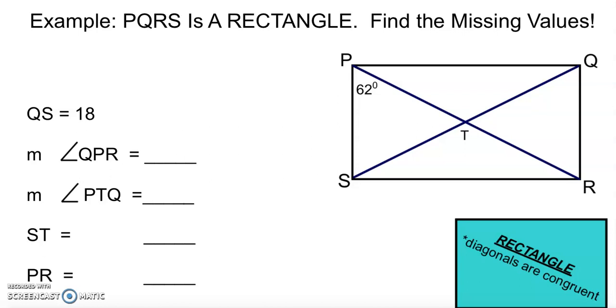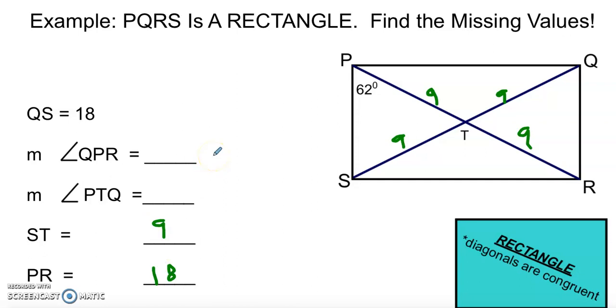So let's take a look at some values here. First thing I'm showing you is that QS is 18. If QS is 18, then that means that these diagonals are getting cut in half. So that makes this one 9, this one 9, and then because on a rectangle diagonals are congruent, this one is 9, and this one is 9. So if I go here and take a look at ST, segment ST is going to be 9 units. And then segment PR is just going to be 9 and 9 added together, so 18 units. This finishes the easy part of this, which is finding the segment lengths.